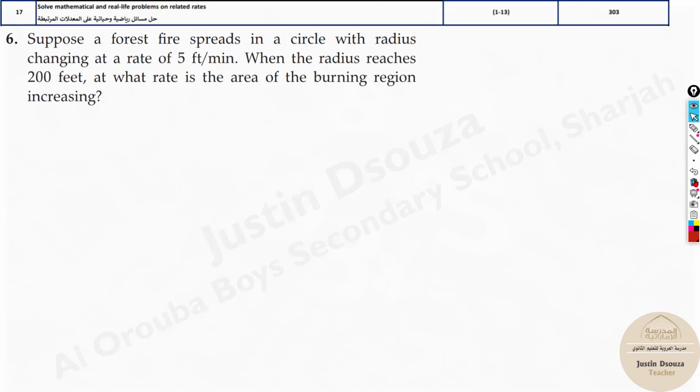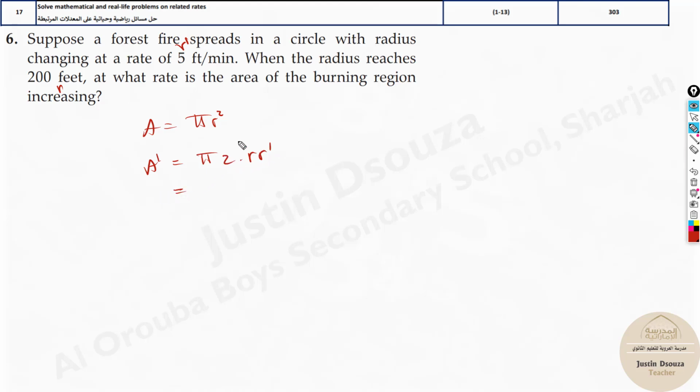Now we go to the sixth one. Again, another easy problem. I highly request you all to solve this by yourselves. I'll just solve it over here because there's nothing much here. The forest fire is spreading in a circle with radius changing at the rate of 5 feet per minute. R dash is given, and the radius r is given. We need to find the rate at which the area of the burning region is increasing. Area is, this is circular, pi r square. Just differentiate both sides. It will be A dash is equal to pi into 2 times r into r dash.